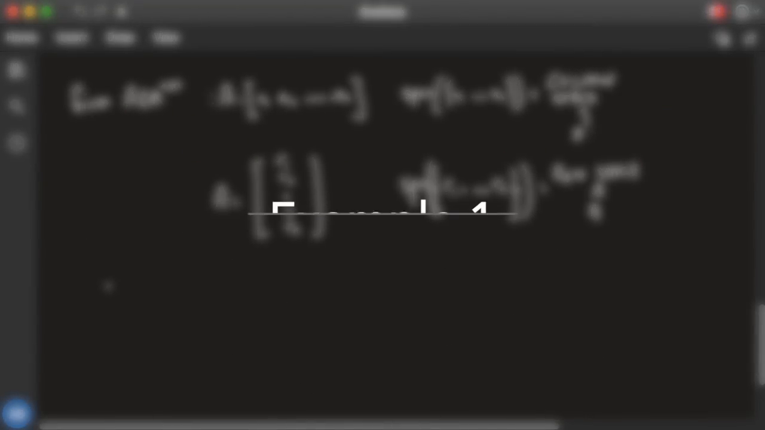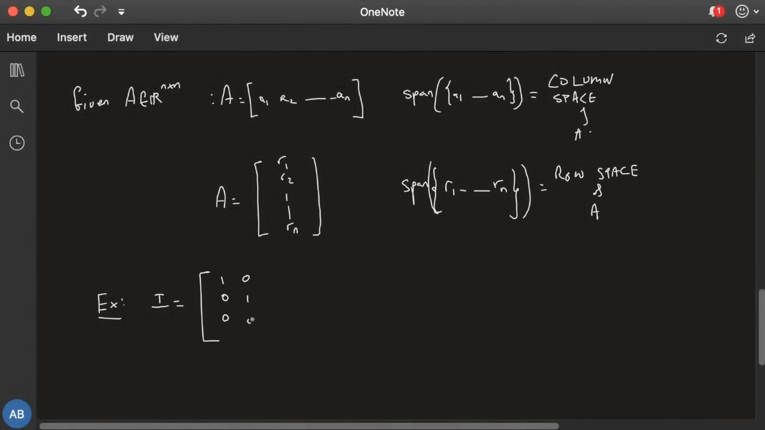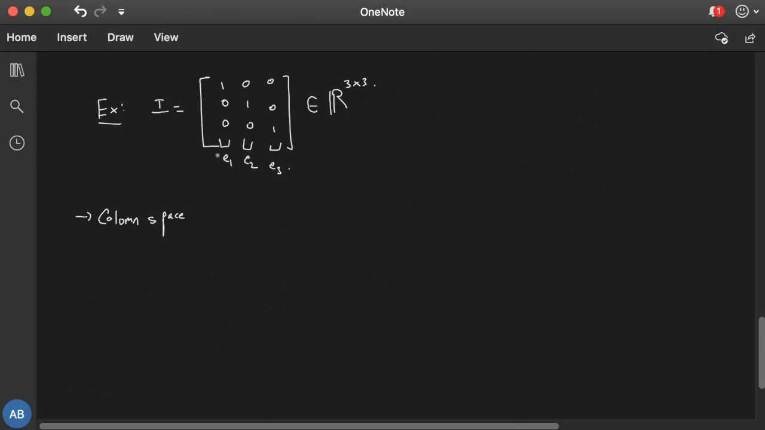Okay, let's say you're given the identity matrix. Do an example on row and column spaces. So 1, 0, 0, 0, 1, 0, and 0, 0, 1. This is the identity matrix of size 3 by 3, and we will denote each column by E1, E2, E3 respectively. So Ek stands for the kth column, guys. Now, the column space is the space spanned by the columns of I, using the definition, that is the span of E1, E2, E3.